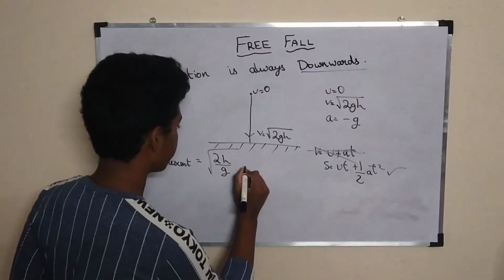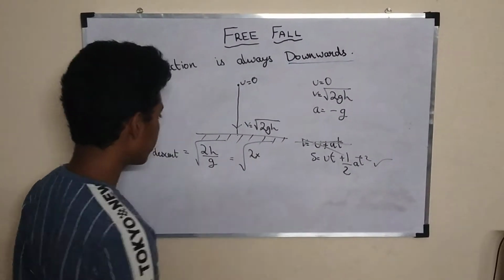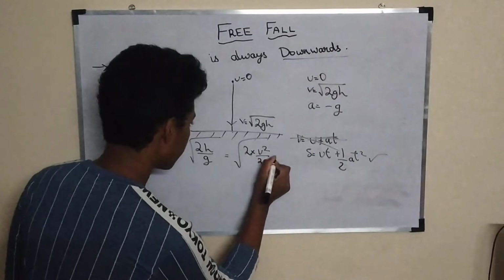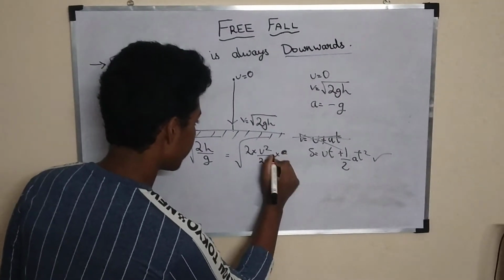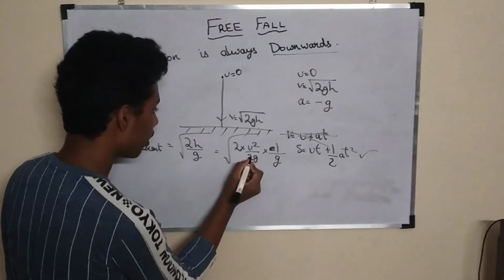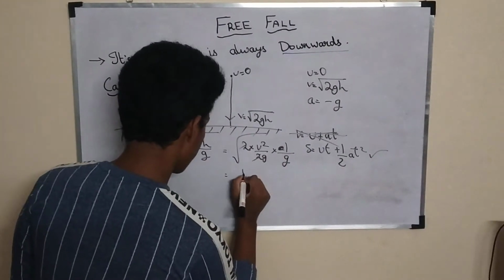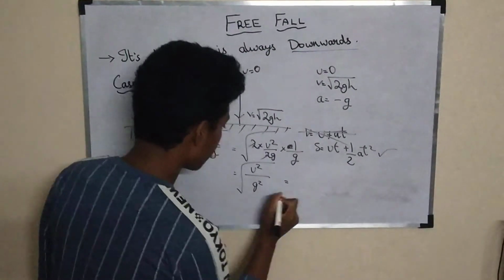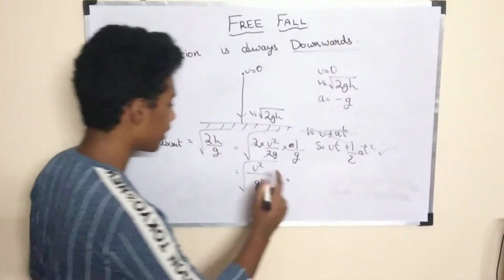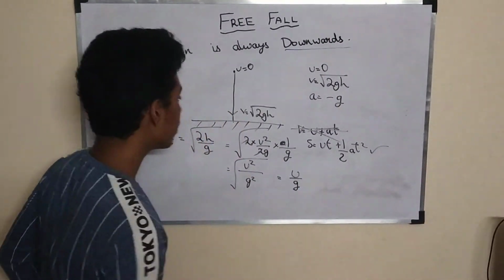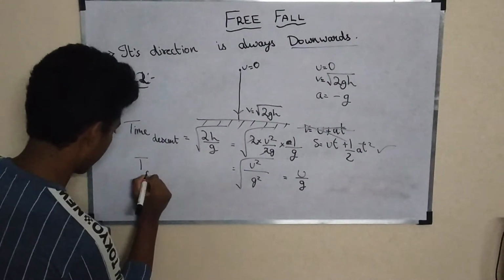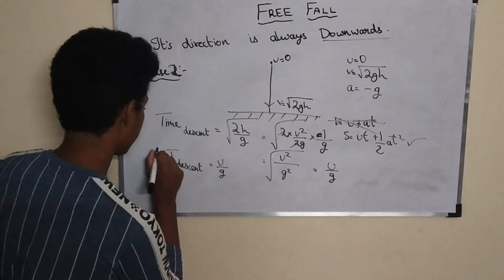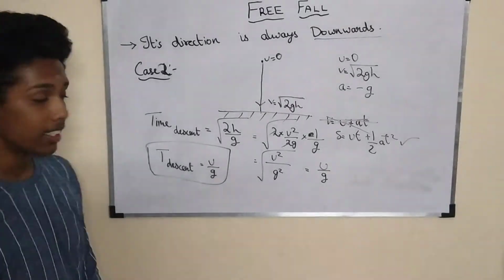If we want to simplify it, 2 into, what is h here? u square by 2g. In the denominator 1 by g, right? 2 gets cancelled, so the result would give you square root of u square by g square. Now we can simplify as u by g whole square, where square and root get cancelled, so u by g. So time of descent is also u by g. Surprising, right? Because time of ascent is also u by g.